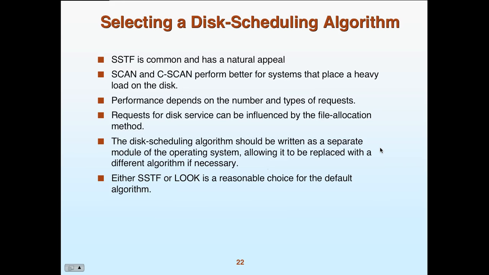So, selecting a scheduling algorithm for your operating system. The shortest seek time first is common and has natural appeal to it, but you have to sort the list. The scan and the C-scan perform better for systems that have placed a heavy load on the disk. If you're reading a lot from the disk, the scan or the C-scan makes a lot of sense, because if the arm is going to need to move a lot anyway, you might as well control the flow. You might as well just have it go from one end of the disk to the other end, a nice, smooth, easy movement that it can do 1,000 times a day, whatever. And then you're going to minimize the breakage on the arm.